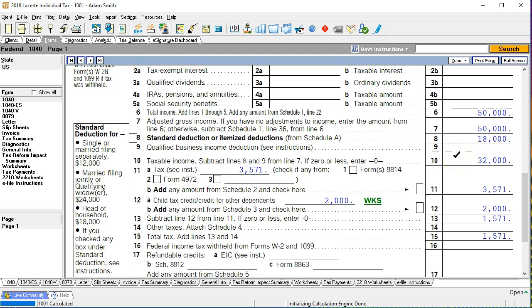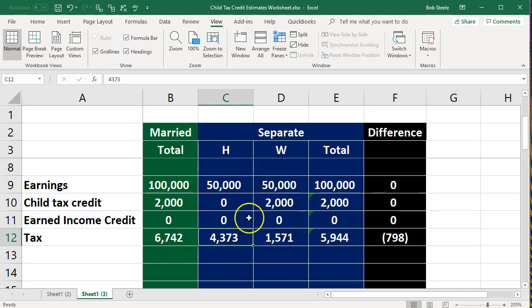So now that's going to give us the taxable income of 32,000 and the tax of 3,571. And so that minus the 2,000 gives us 1,571. So if we put that in our worksheet, and again, these are just numbers, I'm just testing numbers with the tax software, so this isn't tax advice. I'm just zeroing in on some items you may want to look at as you consider either getting married or a separation, as you think about those things.